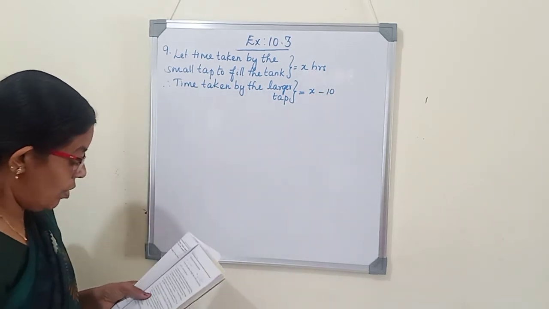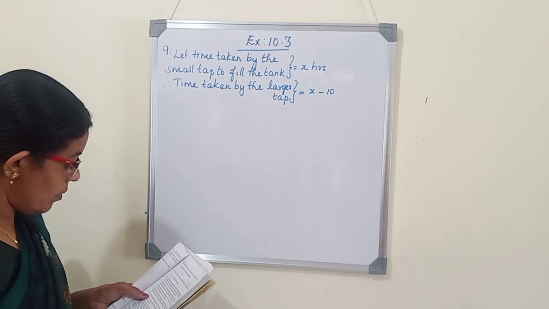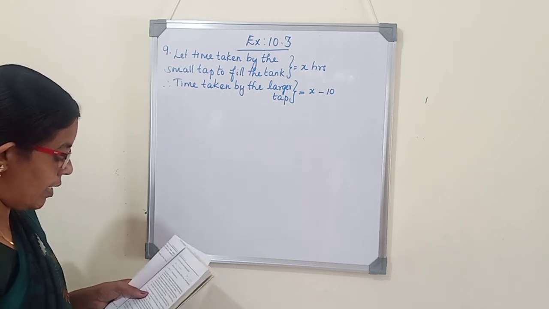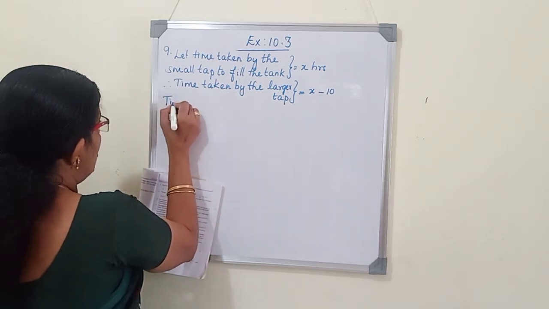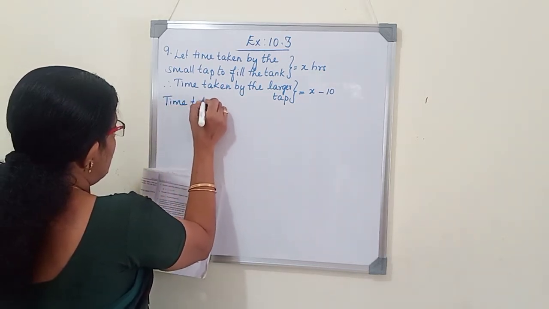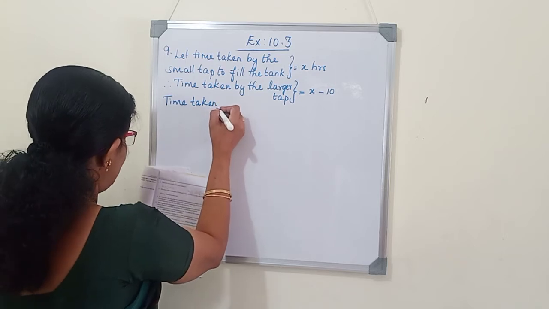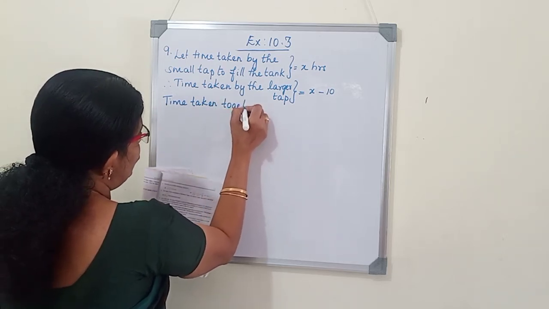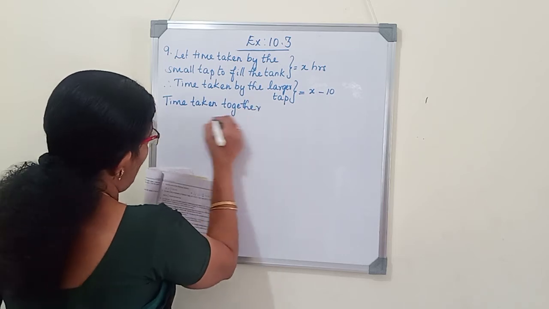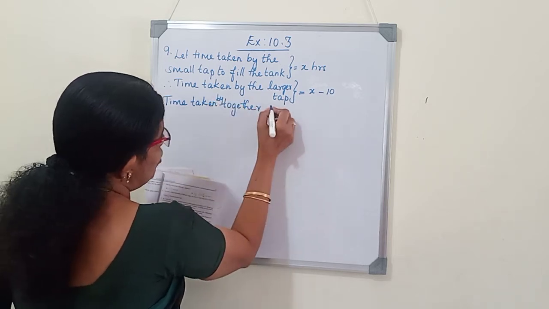Now, the 2 water taps together can fill a tank in 9 3/8 hours. So, time taken together to fill the tank, both the taps together.